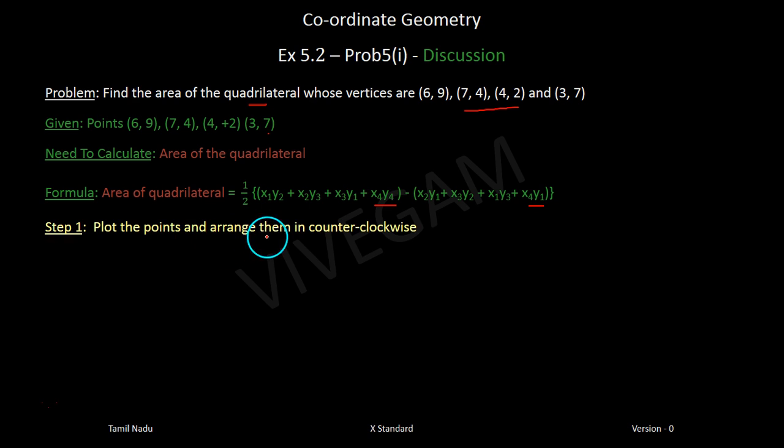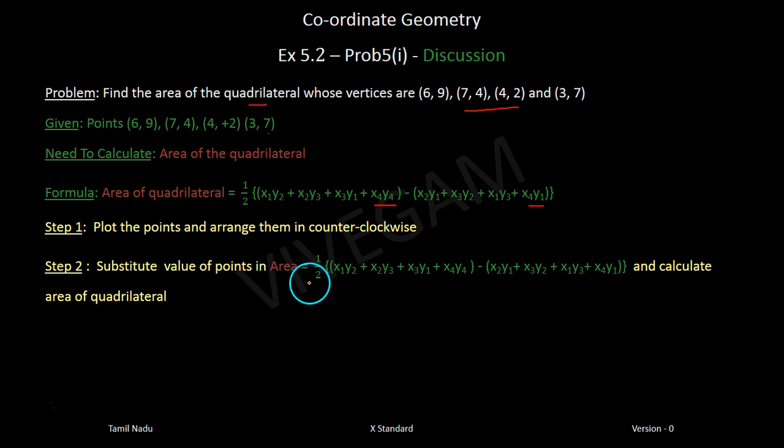Plot the points and arrange them in the counterclockwise direction. This is important. So you have to make a rough plot and select the points in the counterclockwise direction after drawing the figure of the quadrilateral. Substitute the values of the points in the formula and calculate the area of the quadrilateral. Simple, straightforward. Only this step is a little tricky. I'll show you how to do that. So pause the video and work this problem out on your own, and after doing it, please come back and check your working against our solution.